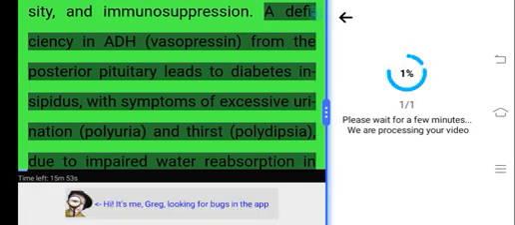A deficiency in ADH vasopressin from the posterior pituitary leads to diabetes insipidus, with symptoms of excessive urination, polyuria, and thirst, polydipsia, due to impaired water reabsorption in the kidneys. Thyroid hormone imbalances are among the most prevalent.